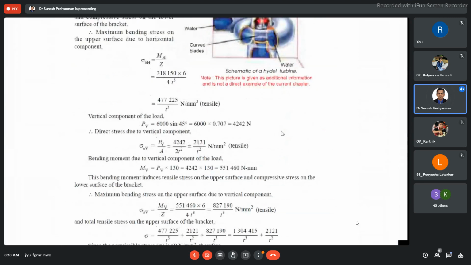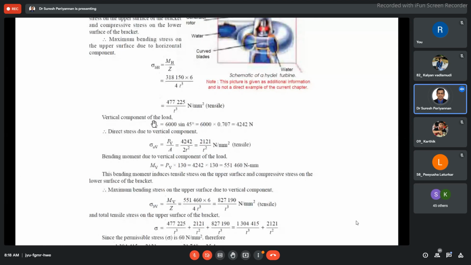Now we are calculating with respect to the vertical component of the load. The load is 4,000 Newton. The stress due to the vertical component is a direct stress. What is the direct stress? It is PV by A, where A is nothing but 2T square. This is a direct tensile stress.